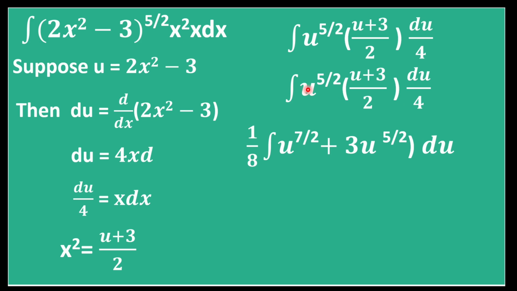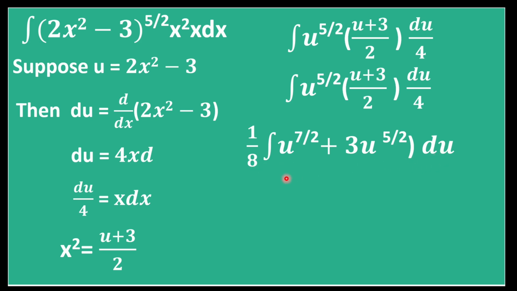And when we multiply u^(5/2) with this u^1, here the power is 1. According to the exponent rule, when these two bases are in multiplication, we can add their powers. So we will add 5/2 + 1. Basically 5/2 + 1 equals 7/2. And here this will become 3u^(5/2), and this du, because we have multiplied these 2 and 4, and it is equal to 1/8. So here we will have du.